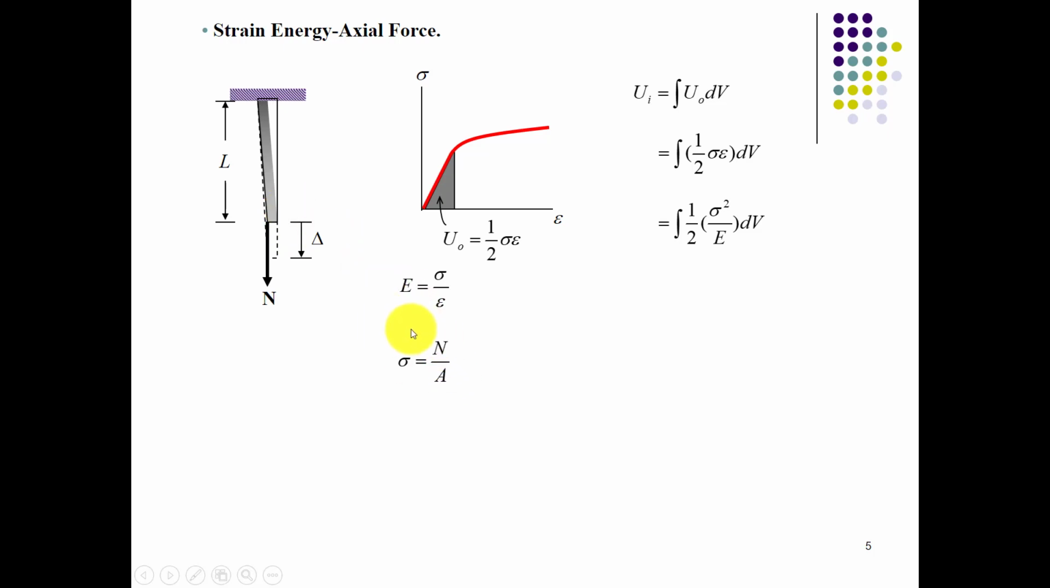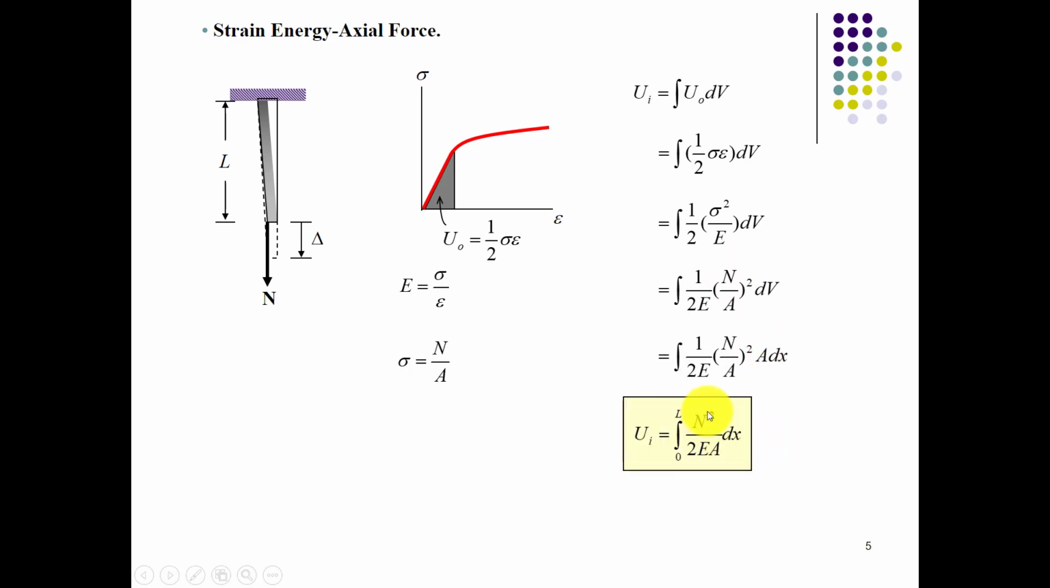If we substitute this relation into this equation, we will come up with this formula and finalize it as N square over 2EA. Basically N square is the normal force which acts upon the structure, and EA is the stiffness of that bar element, and the limits are from 0 to L, the whole length of that element. So this is the internal strain energy for the bar elements, for the truss elements, you can say.